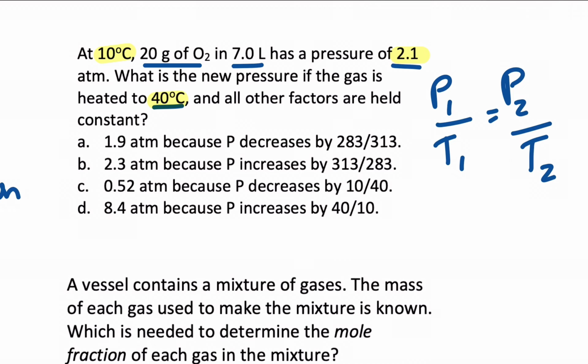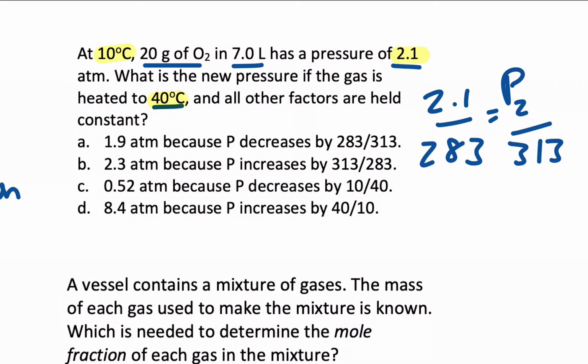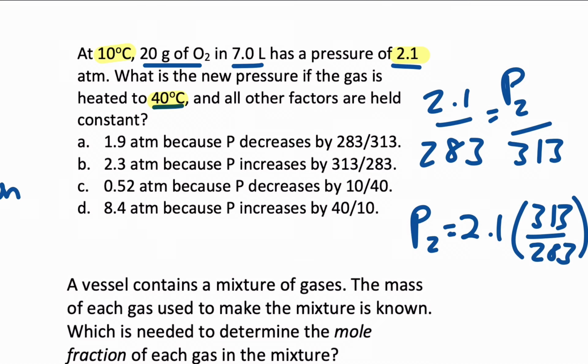And then we can substitute our initial pressure of 2.1, our initial temperature of, it's not 10, it's 283, because we have to put it in Kelvin. And our new temperature is 30 more than that, which would be 313. So P2 would be the original 2.1 times 313 divided by 283. It's not doubled, but it's certainly greater than the original.